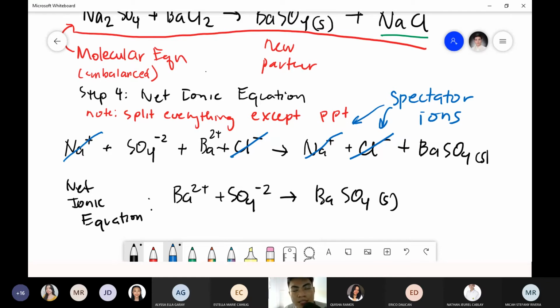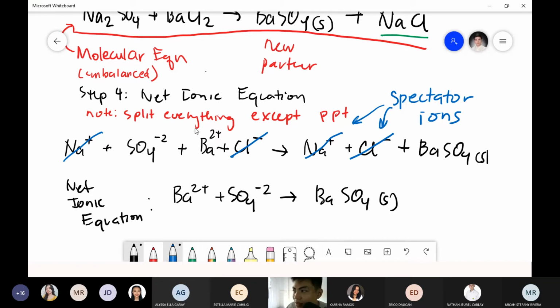What does it mean? Spectator, ibig sabihin, marites, tingin lang. Nakatingin lang sila. Nagre-react sila, tapos sila nakatingin lang. Sabi mo, sige, magsama kayo. Chismis nila yan sa kapitbahay. So, spectator ions doesn't do anything at all. Basically, they are just there, nandun lang sila before and after. They do not participate in the precipitation reaction. These are ions that do not form precipitate.